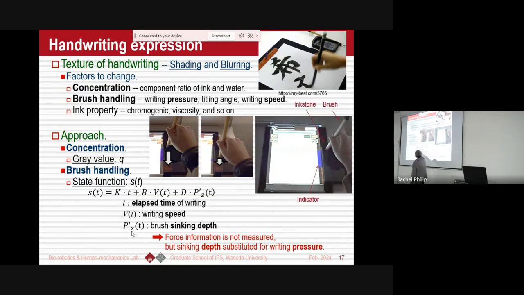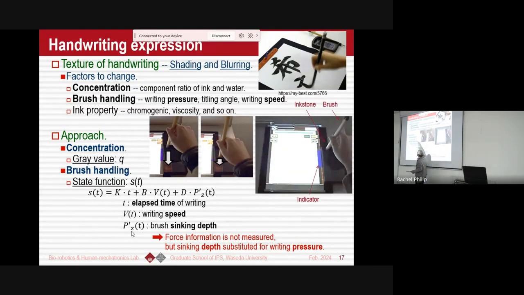shading is decided by this state function. For the state function, we select three factors. Elapsed time means how long it has moved, because firstly it's very, very dark, but the longer it goes, it becomes gradually lighter. So how much time has elapsed is one factor, of course. The next factor is the speed. Slow movement makes it darker, but high speed movement makes it light. And the brush sinking depth means only surface-like movement or deep movement is different. So these three factors are considered for the stroke state.